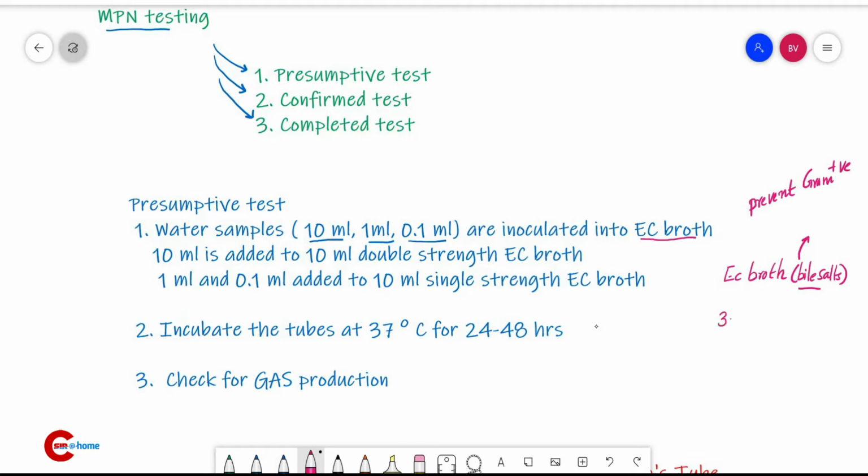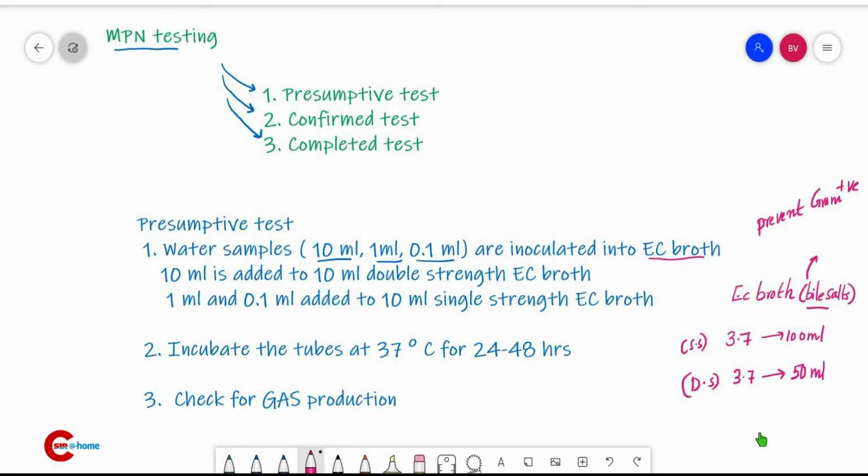Here, 10 ml is added to double strength EC broth. What is meant by double strength and single strength? For example, if we are dissolving 3.7 gram of EC broth in 100 ml, that means single strength. And if you are dissolving 3.7 gram of the powder in 50 ml water, then it becomes double strength. Understood? This is only for understanding. You need not study about these things.